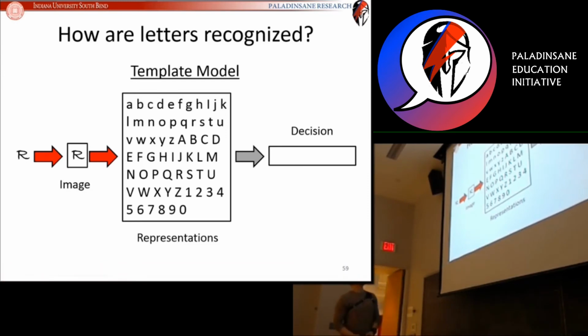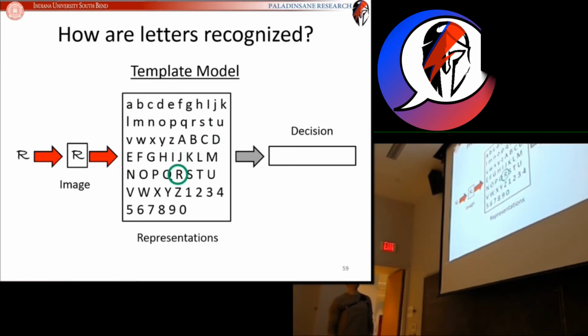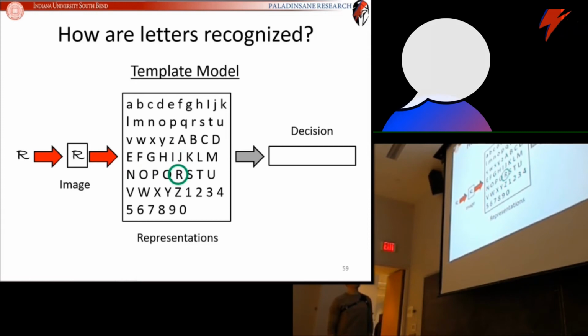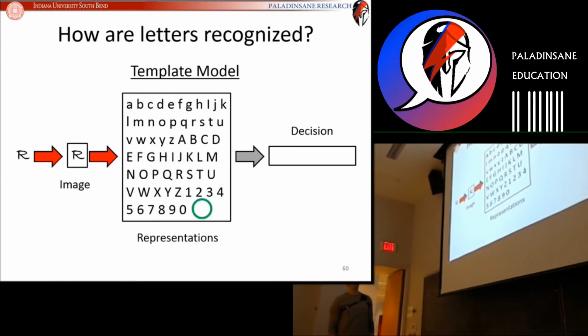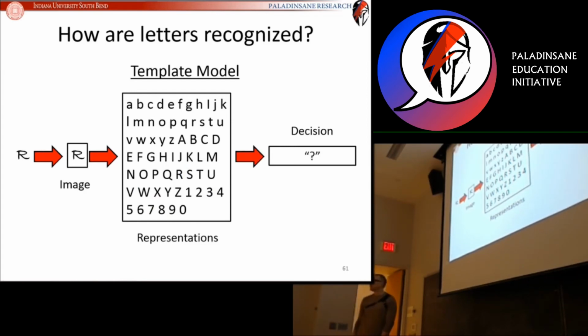So in this case, you would start your search, and you would search and search and search, and you would say, well, that's kind of close, but it's not an exact match, so let me keep searching, and you would come up with no match. Your decision would be, I have no idea what I'm looking at. So this model predicts that if you are given a new font, you would not be able to recognize that letter R. So clearly, this model fails in terms of letter recognition.